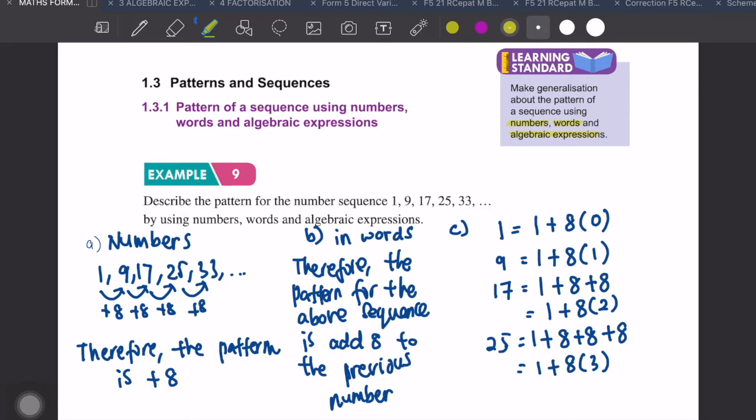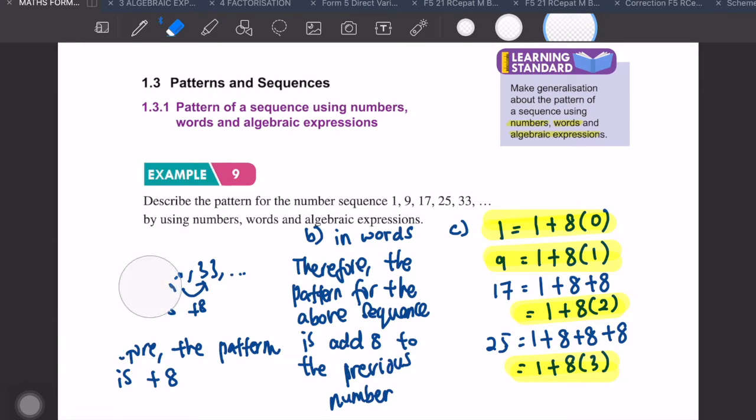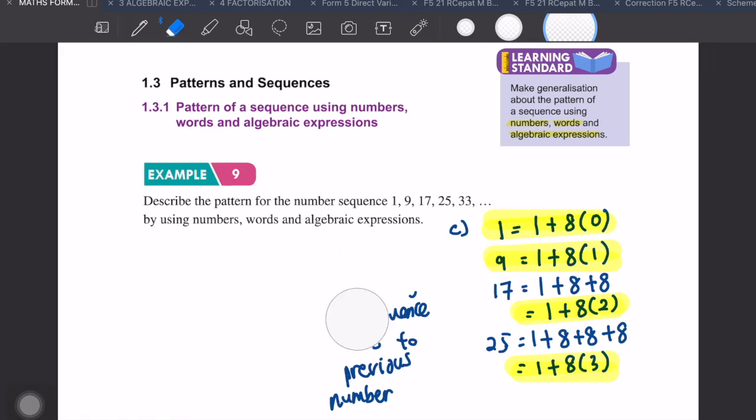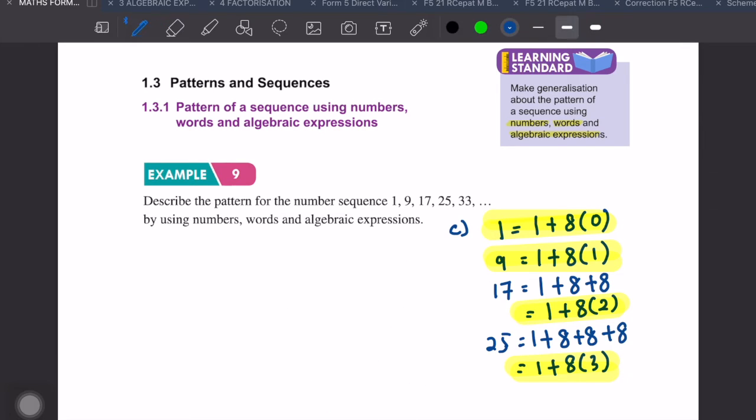So the first one, algebraic expression, you get this. This is the second one. This is the third one. And this is the fourth one. So I try to rewrite it. I delete this one, I erase it. I will write it over here.